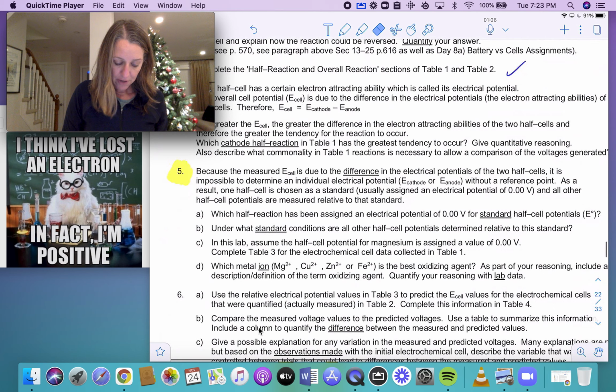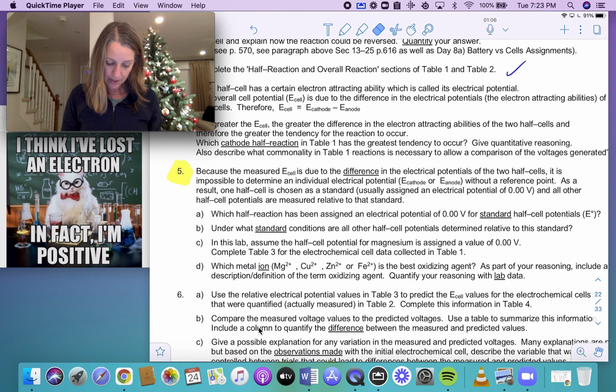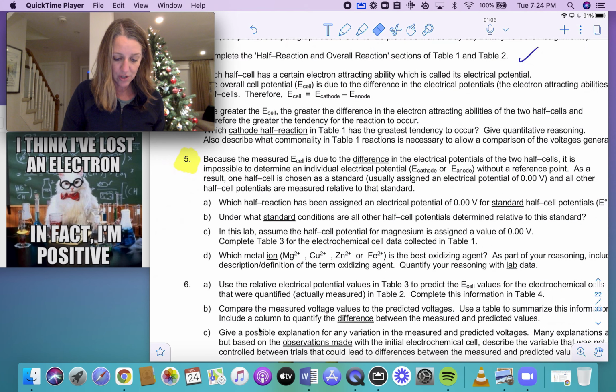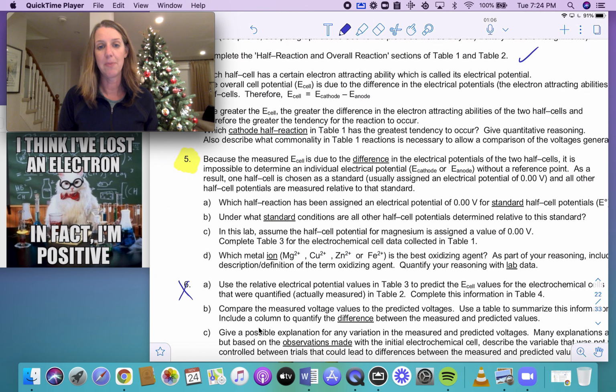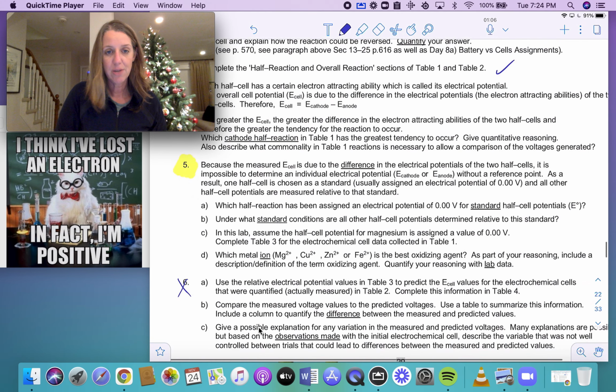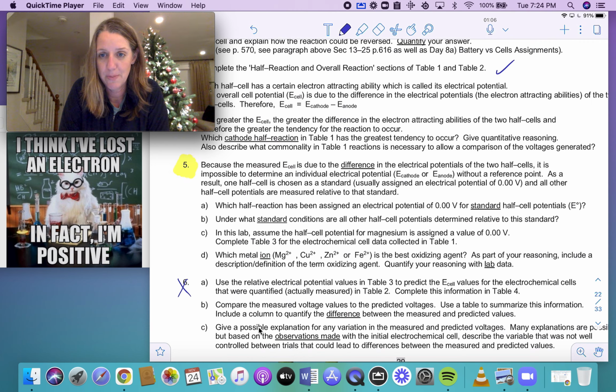Then you're going to move on to question number 5. This is the last one in here. We wouldn't do 6. We're not going to even talk about number 6 because that was using some fake data. But for this one, question number 5 says, because the measured E0 value is due to the difference in electrical potentials of your two half cells, it's impossible to determine an individual electrical potential without some sort of reference point.